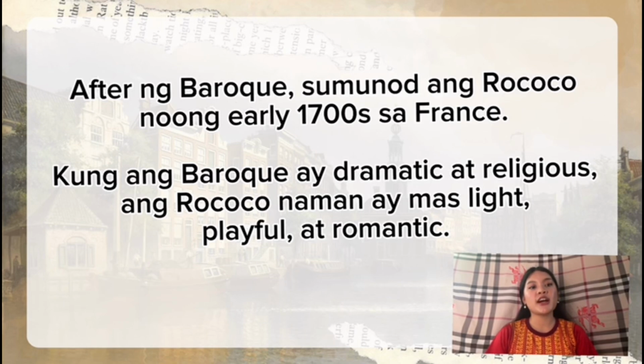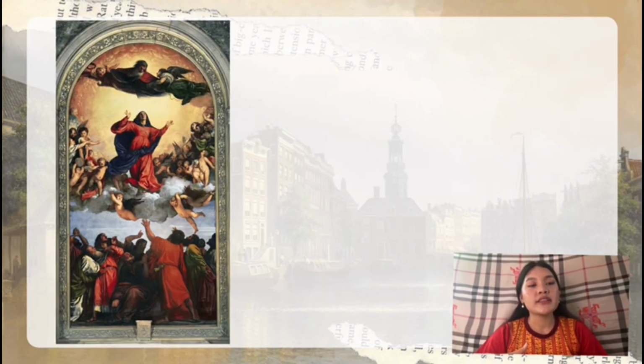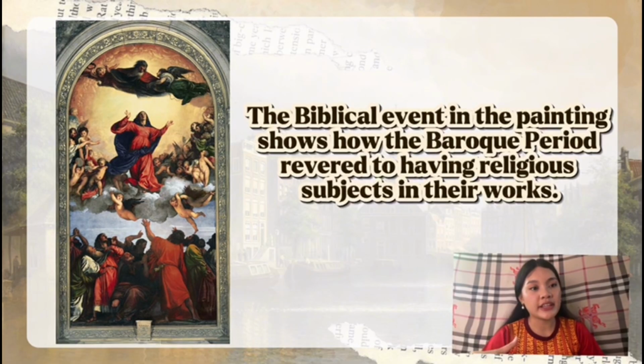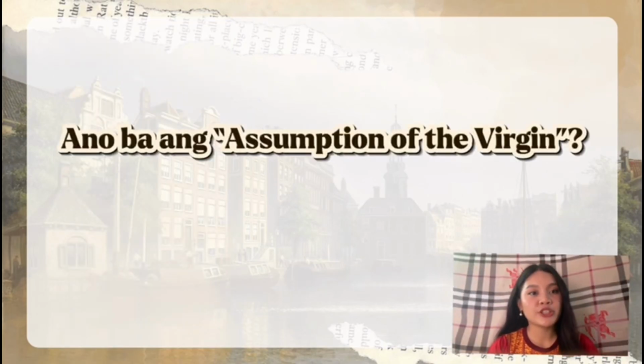After the Baroque, sumunod ang Rococo noong early 1700s sa France. Kung ang Baroque ay dramatic at religious, ang Rococo naman ay mas light, playful at romantic. So one of the most famous paintings about this topic is the Assumption of the Virgin. Makikita dito sa figure 11. So this is a painting by Titian located at Venice, Italy. So the biblical event in the painting shows how the Baroque period retained having religious subjects in their work. Ano nga ba ang Assumption of the Virgin?